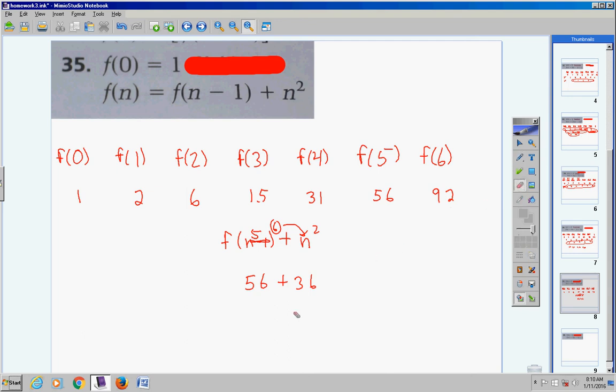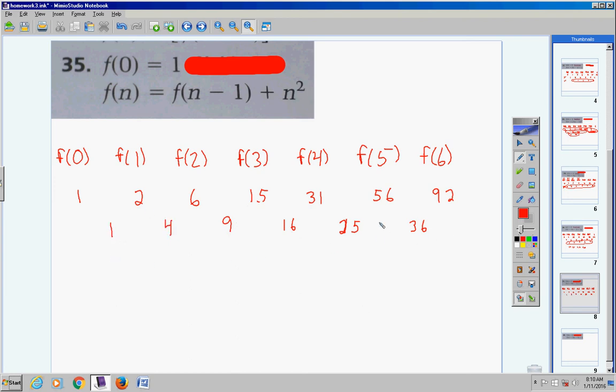There's your 7 values. Now let's see if we have a linear or quadratic relationship. 92 minus 56 is going to give us 36. 56 minus 31 is going to give us 25, excuse me. 31 minus 15 is 16. 15 minus 6 is 9. 6 minus 2 is 4. 2 minus 1 is 1.